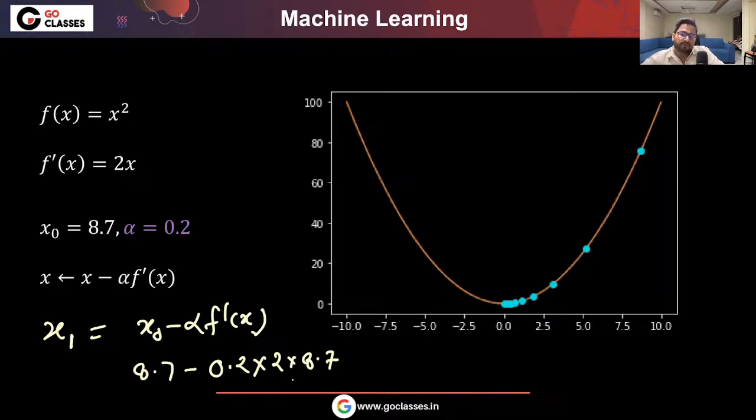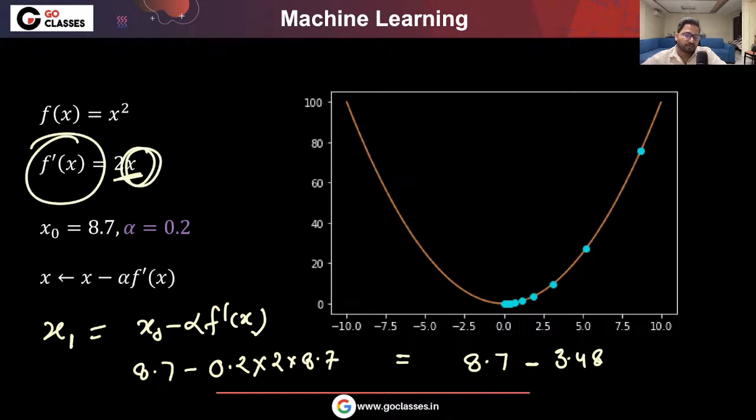So it will be 8.7 minus 8.7 into 0.4, let me just do it. It will be 3.48, minus 3.48. So they are saying that now you immediately subtract 3.48 and then you will be here. It is a big jump basically. Just because f dash x was greater at this particular point, because it is 2x, and if x is greater then f dash x is greater, that is why the jump was big, right? This is a big jump.